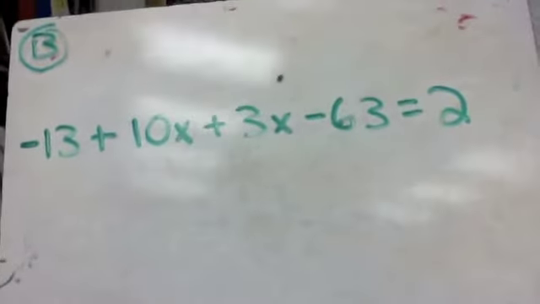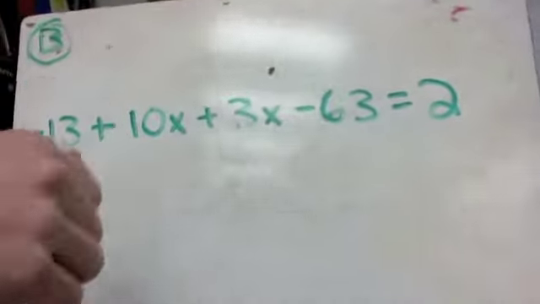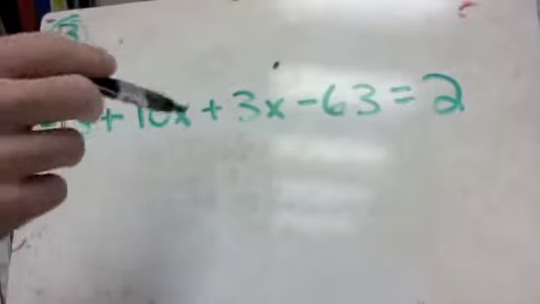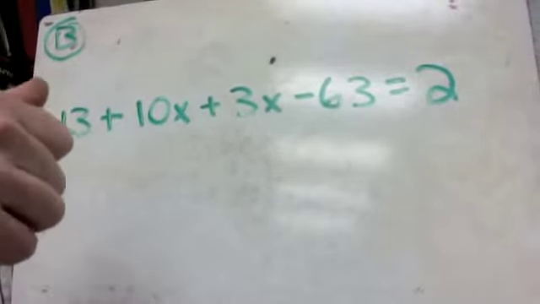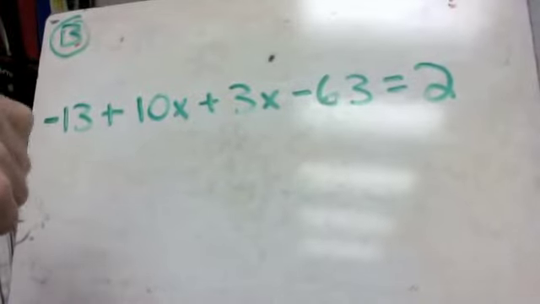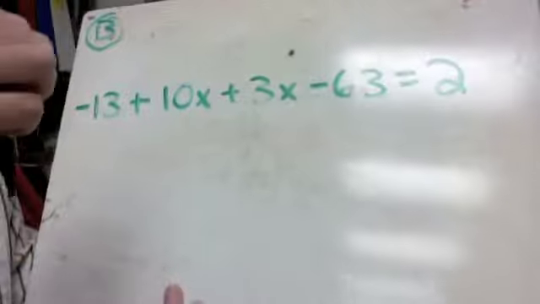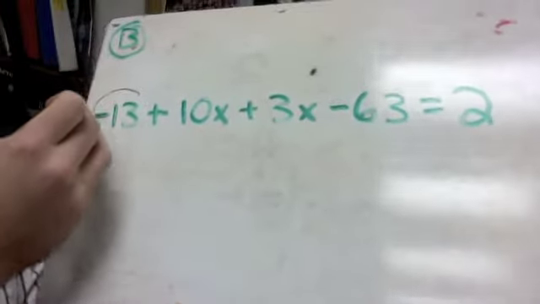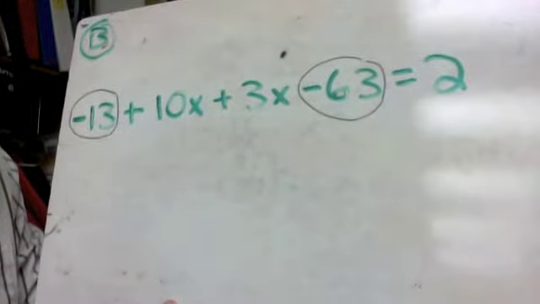All right, here's letter B on that sheet. And again, we've got a lot more than just a few things over here. A couple of x's, a couple of regular numbers. Before we can use our inverse operations to solve, we need to combine some things together. So things that we combine together, we should be able to combine negative 13 and negative 63. They don't have x's after them, they go together.